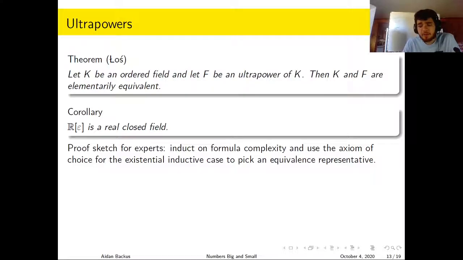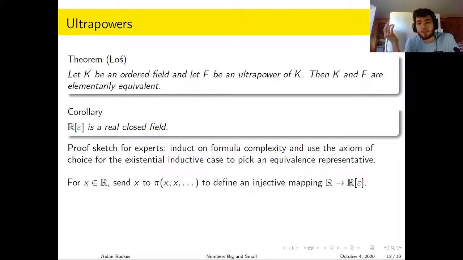And if you've taken a course in logic, then Łoś's theorem is not very hard to prove. You just induct on formula complexity. The only hard part is that when you want to do the existential inductive case, you need to use the axiom of choice, because you have to pick an equivalence representative. You have to go backwards from pi of x to x, and that's the axiom of choice. If you haven't taken a logic class, those words were just complete gibberish, and that's fine, because you do not need to know what those words mean in order to understand the rest of the talk. That's good. Okay.